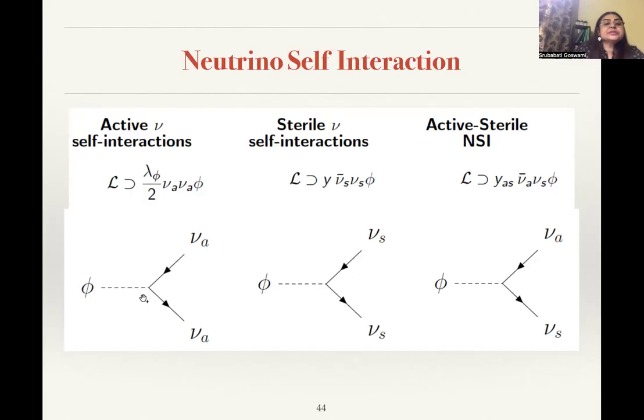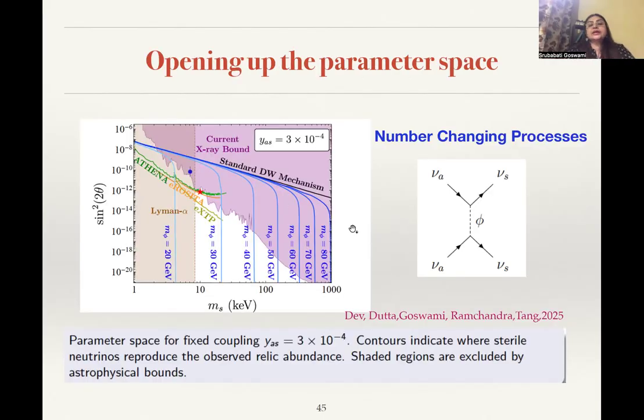So what happens is that there is a singlet scalar. It couples to two active neutrinos. We have these kinds of terms in the Lagrangian. So this is a sterile self-interaction, and this is an active-sterile self-interaction. All three processes can open up some parameter space and allow the keV scale sterile neutrino to be a dark matter. I will show one result from our paper, where, in the presence of an active-sterile interaction, what we find is that there is a number changing reaction.